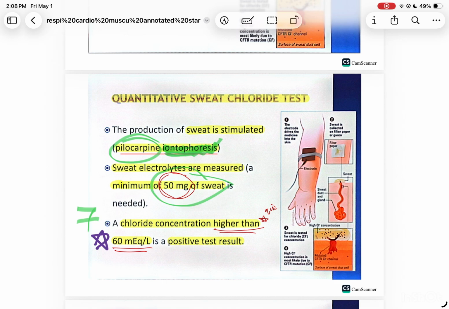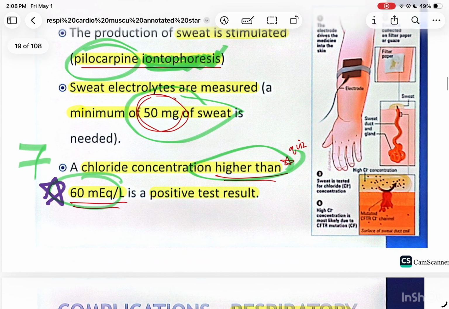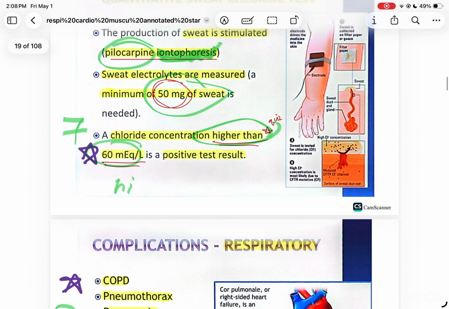So, the production of sweat is stimulated by pilocarpine iontophoresis. Pilocarpine. What is pilocarpine gani? Sweat electrolytes are measured. A minimum of 50 grams of sweat is needed. So, a chloride concentration higher than 60 is a positive test result.